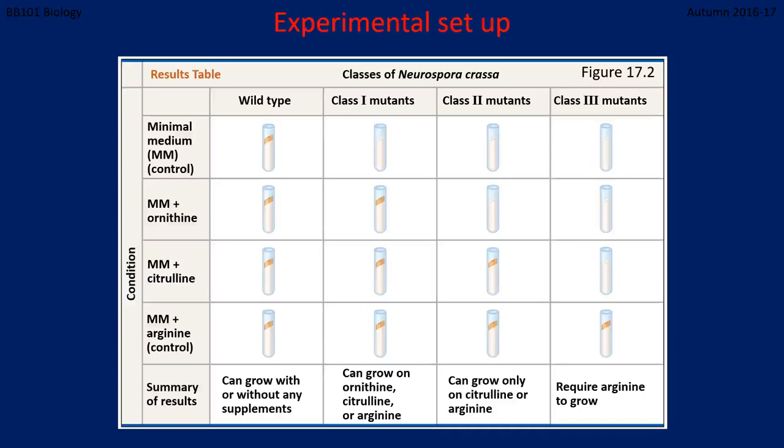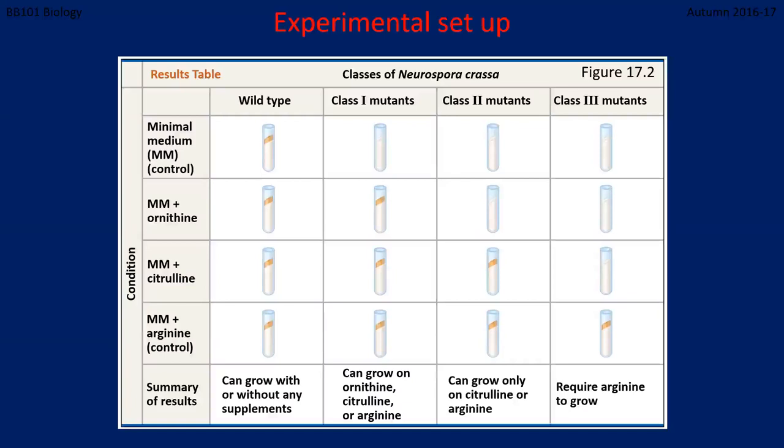Minimal media along with a few components. And in this particular column, there is no growth, and in the last one, there is growth. So what is the summary? With this column, we can say the wild type can grow with or without any supplement. But the class 1 mutant can grow on ornithine, citrulline and arginine, all three are required, and that's how it can produce the arginine.